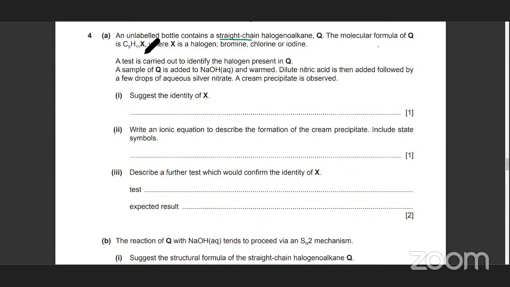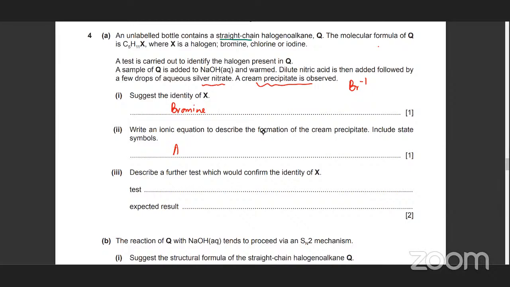What we don't know is, okay, where is the halogen? Is it on the first carbon atom, the second, or the third? But there's one halogen. A test is carried out to identify the halogen present. It's heated with NaOH and warmed, and dilute nitric acid is then added, followed by silver nitrate, and a cream precipitate is formed. Now, this cream precipitate is a test for Br-1. That means bromine is present, because a yellow precipitate with silver nitrate is obtained by iodine, and a white precipitate is obtained by chlorine. So write an ionic equation to describe the formation of the cream precipitate.